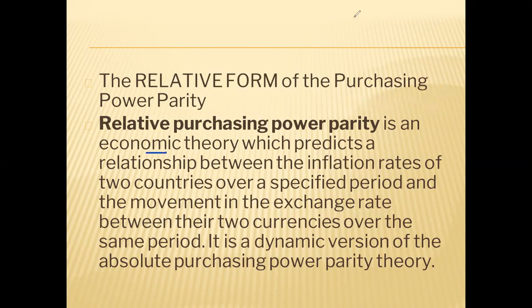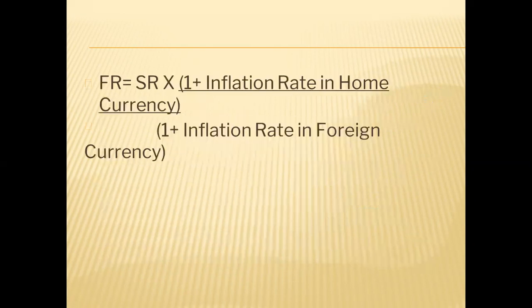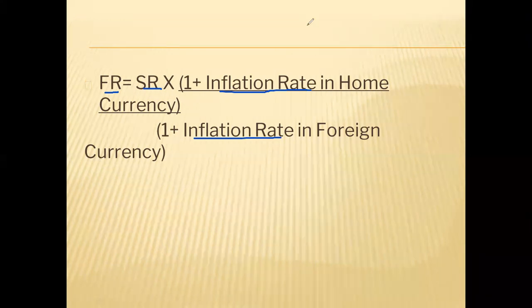So how can we apply this theory? We can apply it using this formula, same as the interest rate parity theory. The forward rate you can predict by using the spot rate and the inflation rate. Instead of the interest rate, here we will be taking the inflation rate. Home currency in the numerator and foreign currency in the denominator. And by applying this formula, we can get the exchange rate.